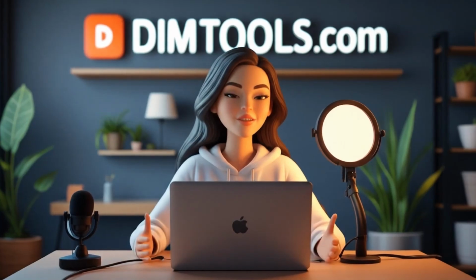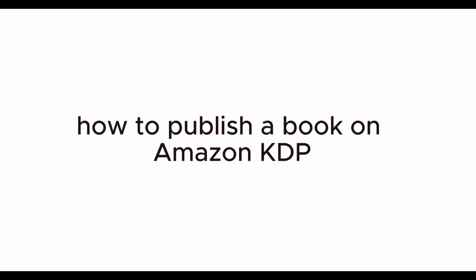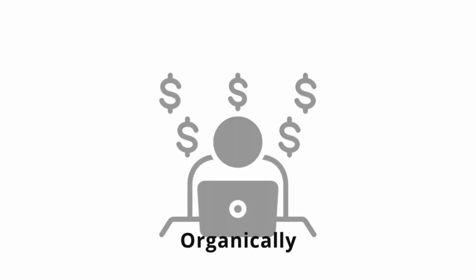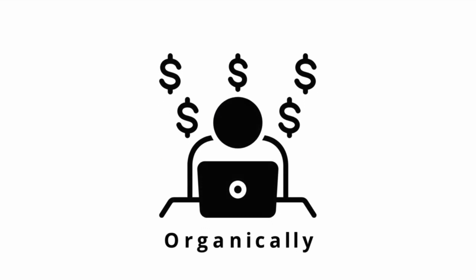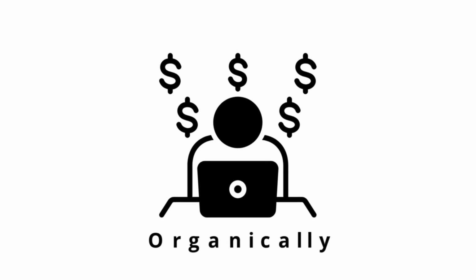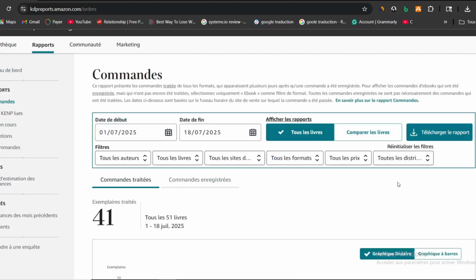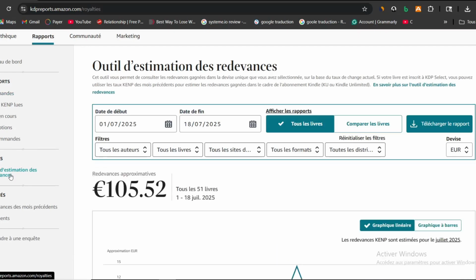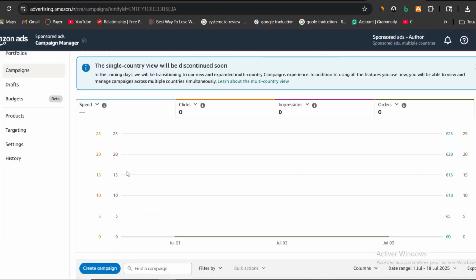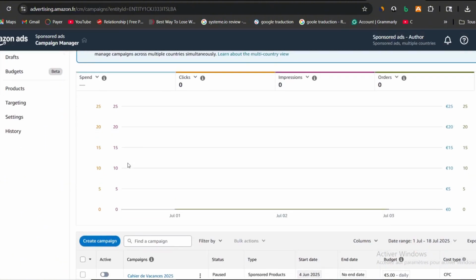In this video, I'm going to show you exactly how to publish a book on Amazon KDP and make money organically, meaning without spending anything on ads. As you can see, I've made 41 sales, which adds up to €105. And if you check my Amazon ads account, it's completely empty. No ads running at all.